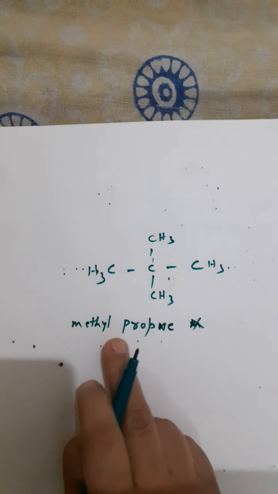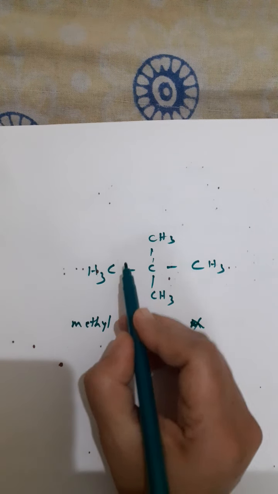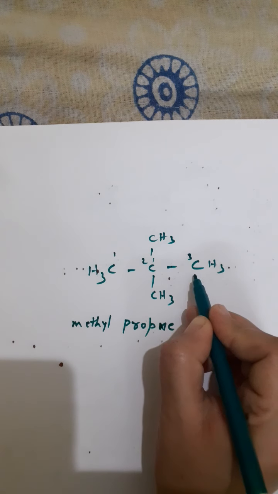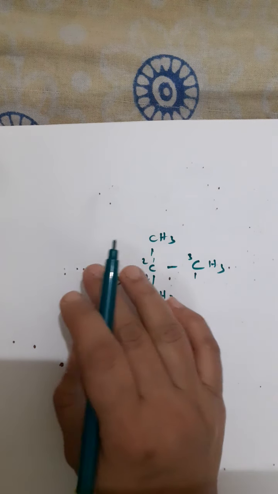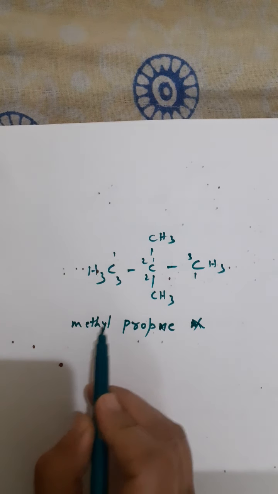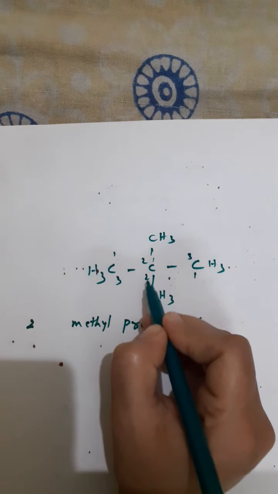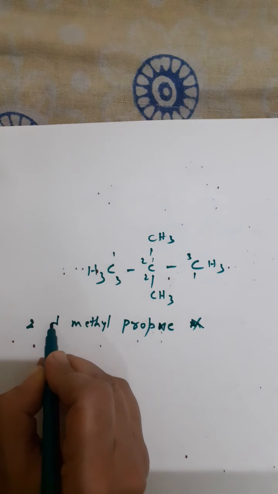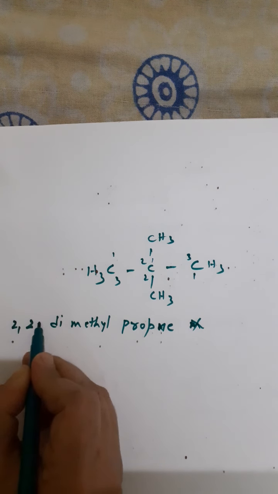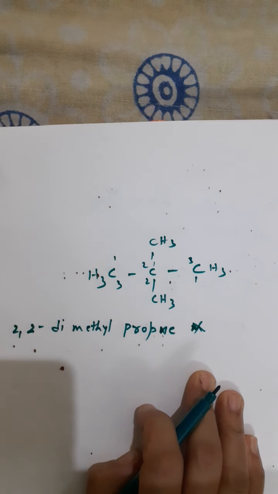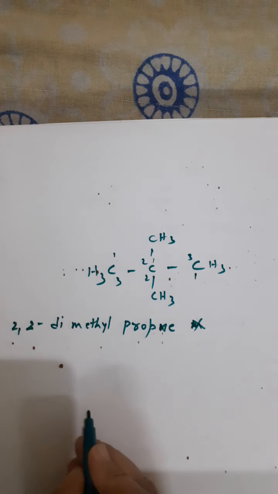Okay, now the methyl group has been attached. Now comes the position where it is attached. So number 1, 2, 3. From this side also 1, 2, 3. So no problem. It is on the second carbon from either side. So 2-methyl. But how many methyls are there? 2 methyl. So that's why di. And on which carbons? On the second carbon. So it is 2,2-dimethylpropane. What is it? 2,2-dimethylpropane.